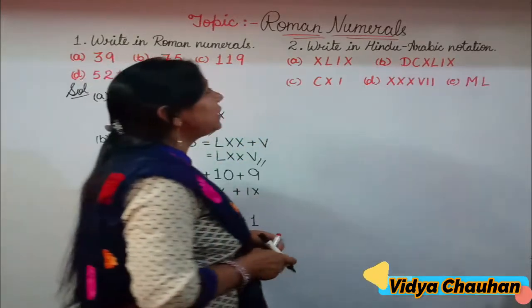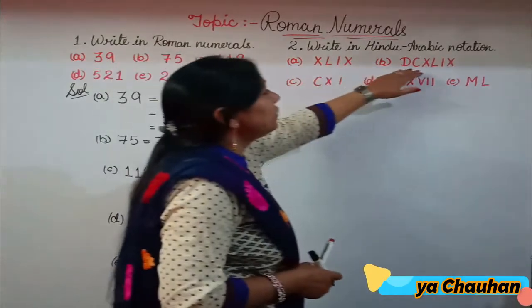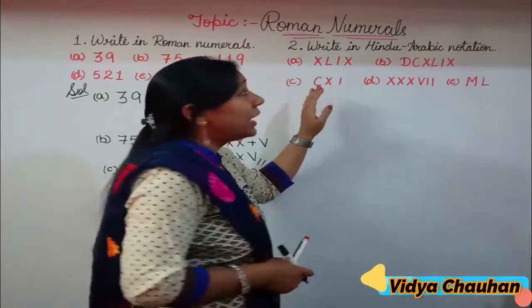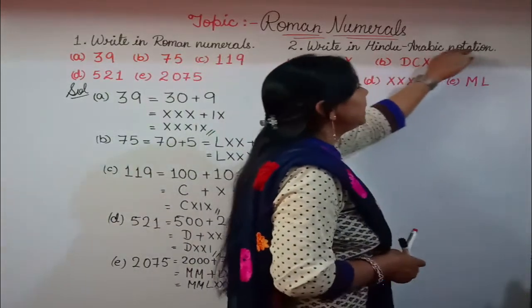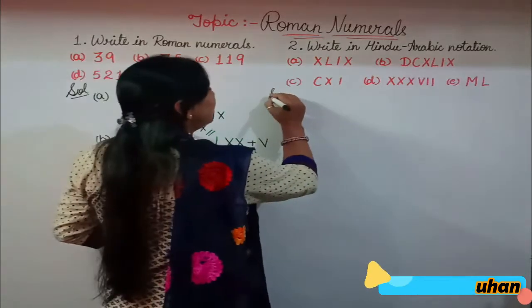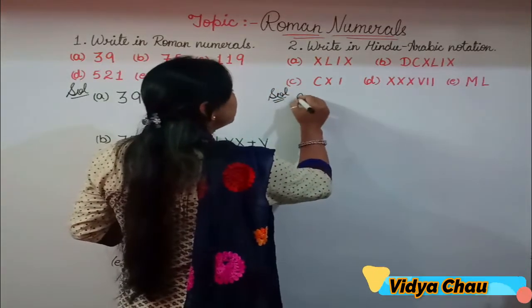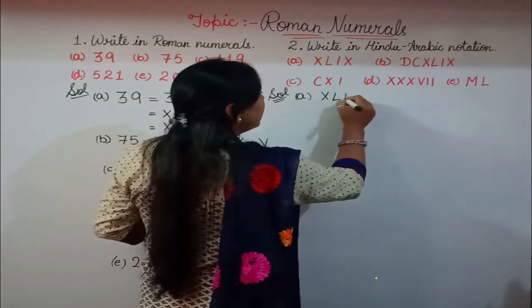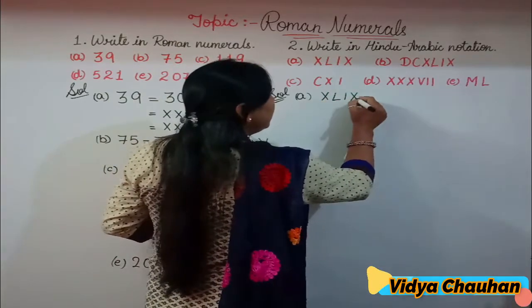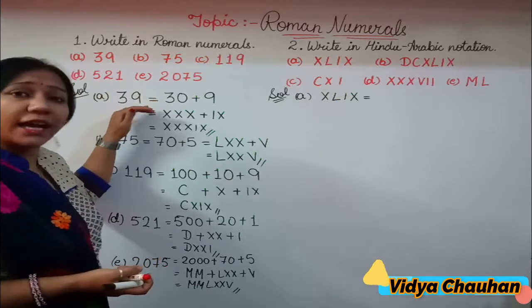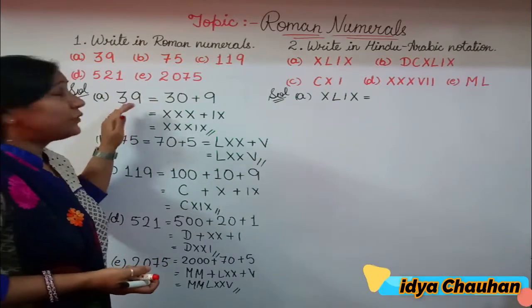Moving to the next part, in which the numbers are given to us in Roman numeral form, that means Roman notation, and we have to write them in Hindu Arabic form. So taking up the very first part, the solution starts with the first number, XLIX.